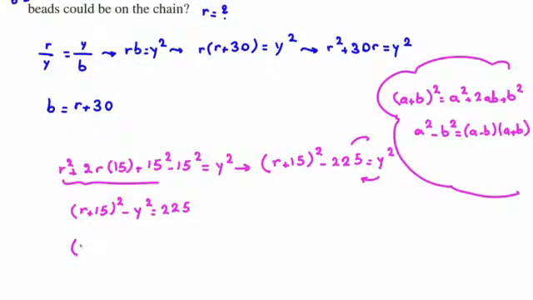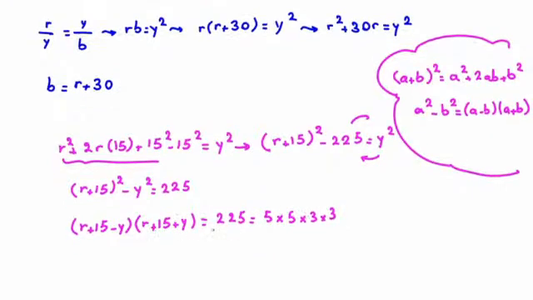And here we can say (R + 15 - Y)(R + 15 + Y) = 225. 225 is 5 times 5 times 3 times 3, 15 times 15. Now here we know it is positive. 225 is also positive, so this part is also positive. But because here we have negative Y and positive Y, this one is greater than or equal to this one. But because we have Y in the denominator, this is strictly greater than this. So if I consider the cases, it will be 1, 225.